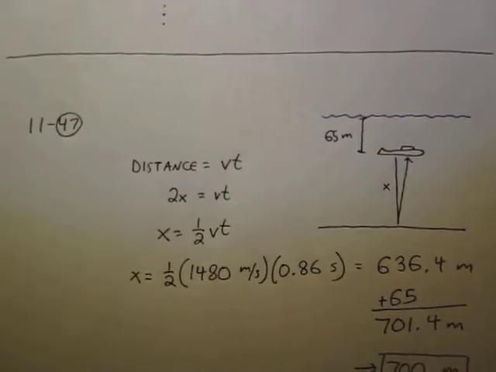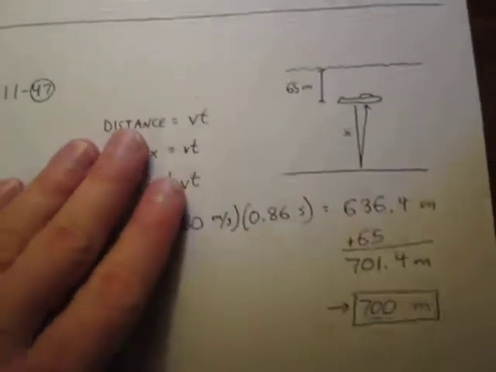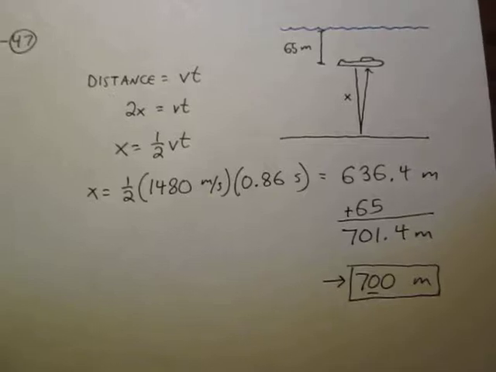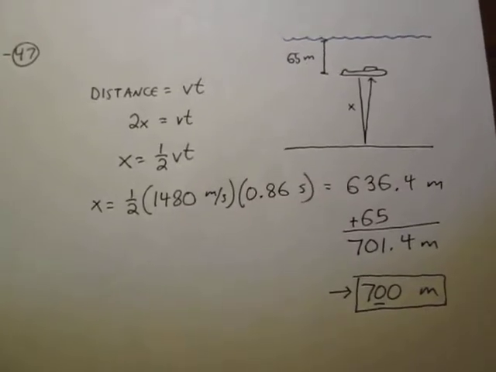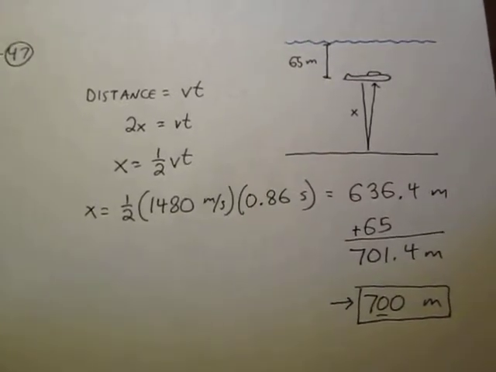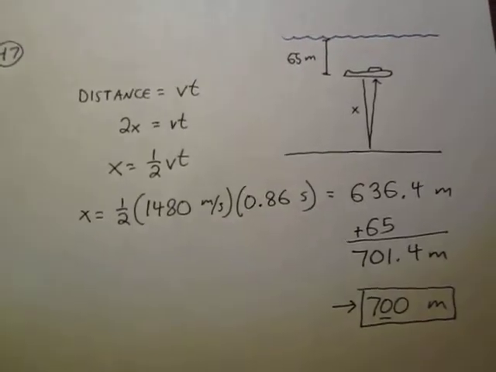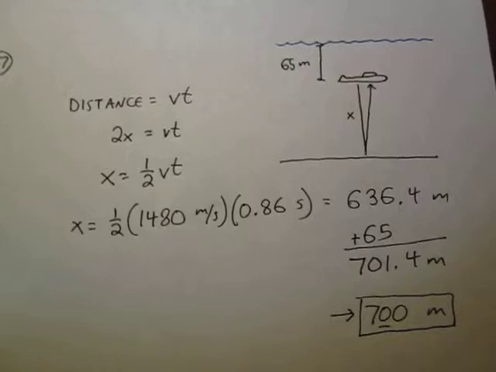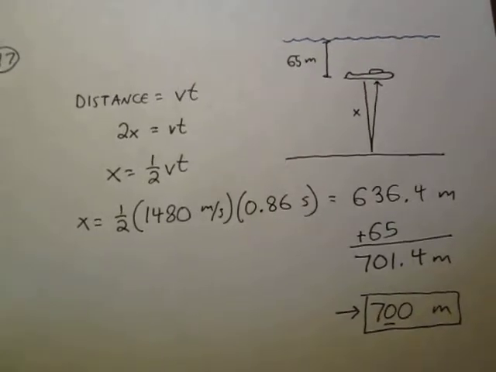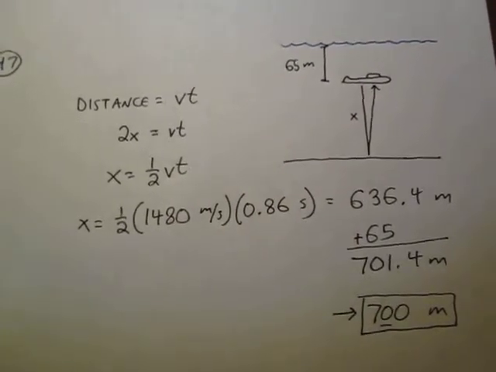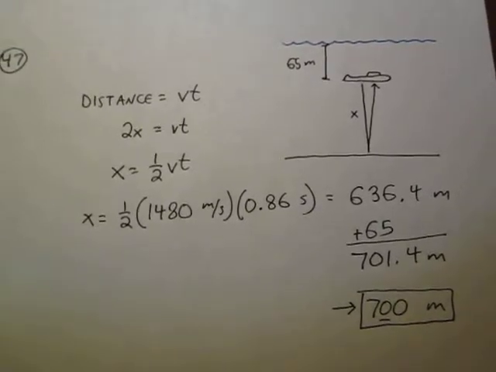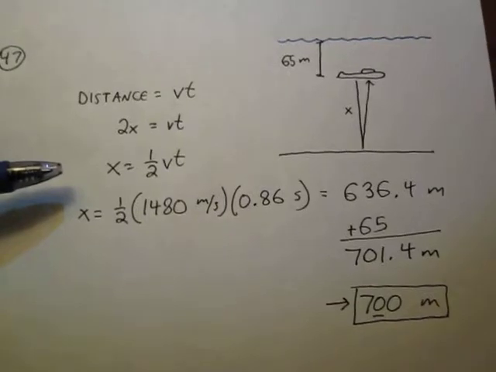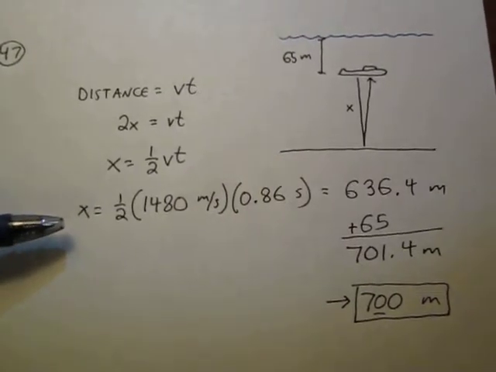So the first thing we need to figure out is how deep it is from the submarine to the bottom of the ocean. So we start with distance equals velocity times time. Now, the distance that the sonar pulse is going to travel is twice x, twice the depth from the submarine to the bottom of the ocean. So for distance, we'll call that 2x equals vt. Solving for x, we then have x equals 1/2 v times t, and then we plug in the numbers.